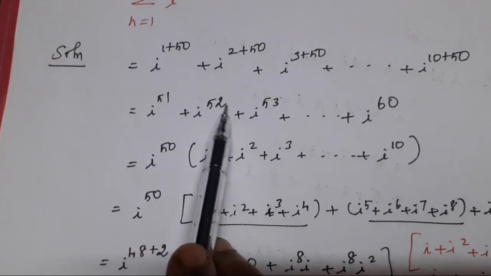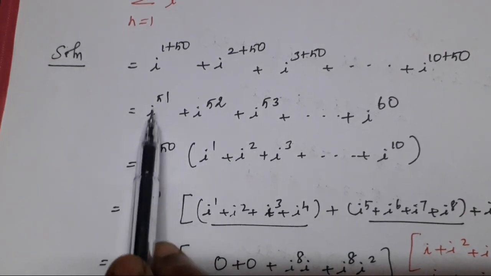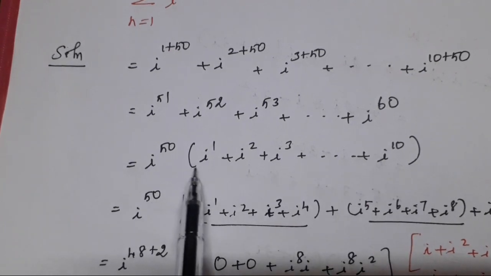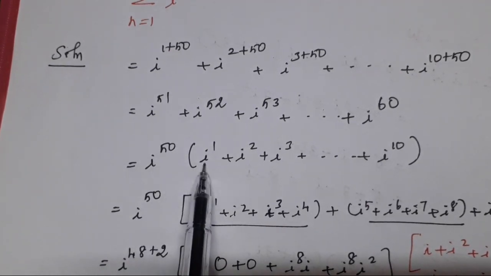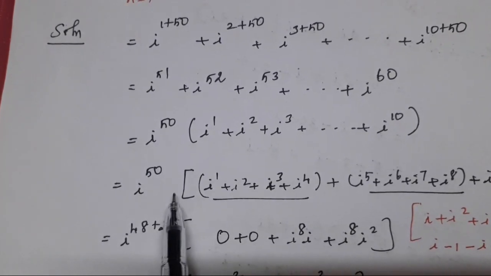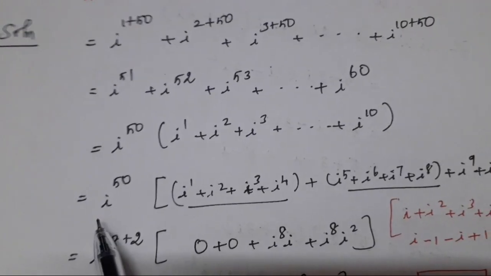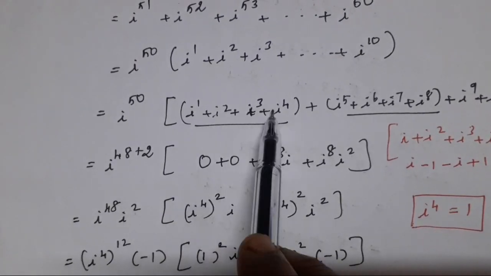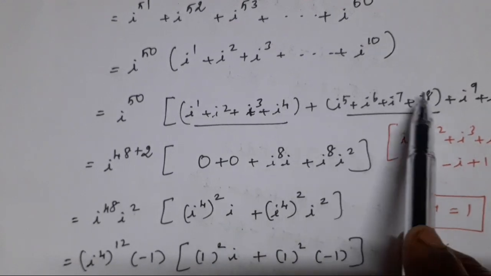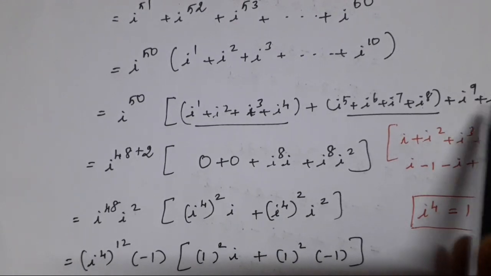Now which is the one? This is 51, 52, 53. We take i power 50 outside. If we take i power 50 outside, what happens? We get i power 1, i power 2, i power 3, up to i power 10. So i power 50 into, this is split into 3 terms. How to split? i power 1 to 4 plus i power 5 to 8. The balance: 4 plus 4 is 8, so the balance is 2 terms, i power 9 and i power 10.